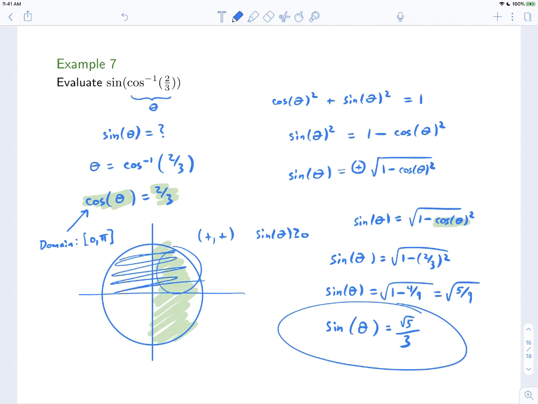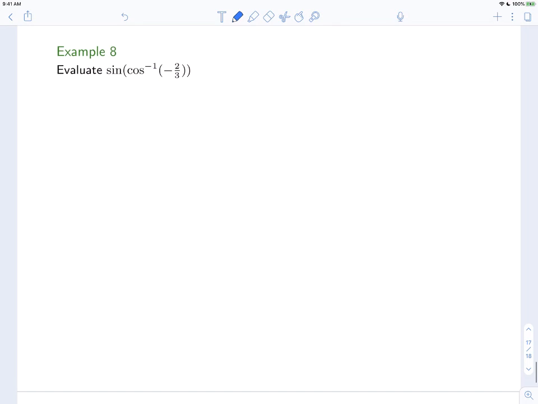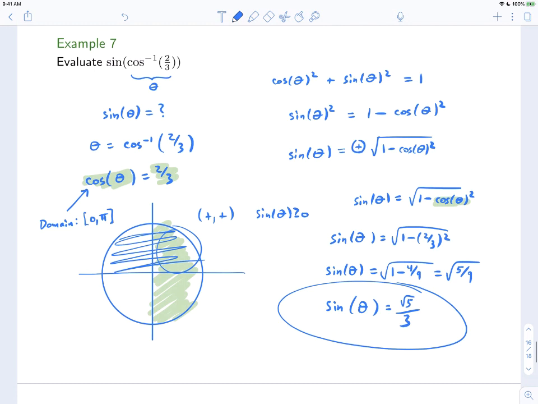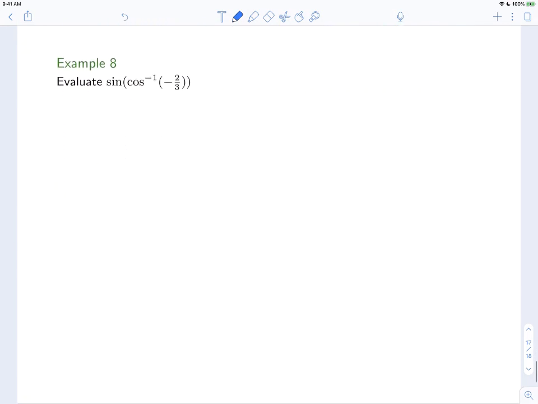Let's do one more example. So here it's sine of cosine inverse of minus 2/3. So notice this is very similar: sine of cosine inverse of 2/3, sine of cosine inverse of negative 2/3. So the only difference is now that we have a negative here. So how will that change the problem, if at all? So we do it the same way. This angle is going to be theta. So we want to find sine of theta, given that theta is equal to cosine inverse of negative 2/3. So that means cosine of theta is equal to negative 2/3.